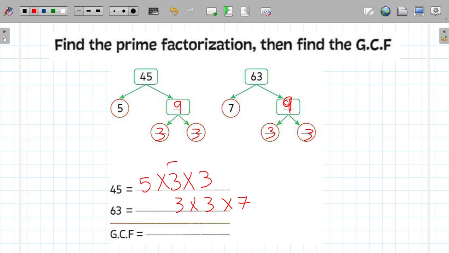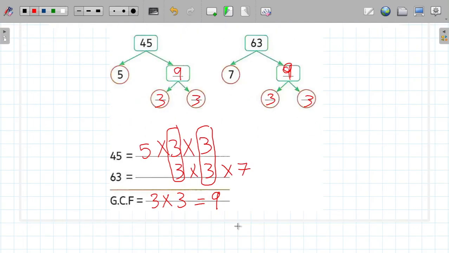So I have two prime factors repeated in the two numbers like this. So the greatest common factor is 3 by 3, and 3 by 3 equals 9. So the greatest common factor is 9.